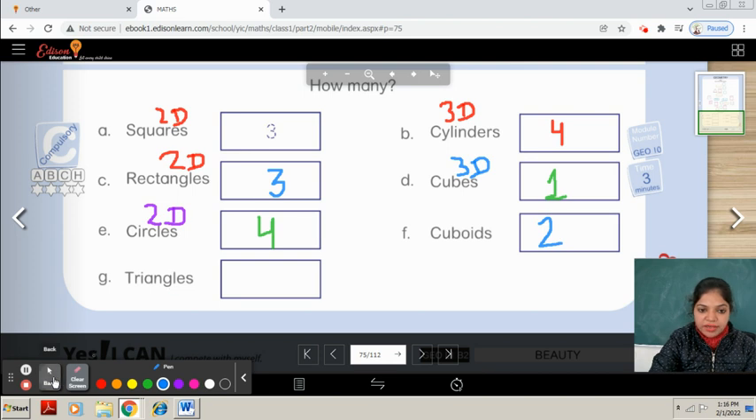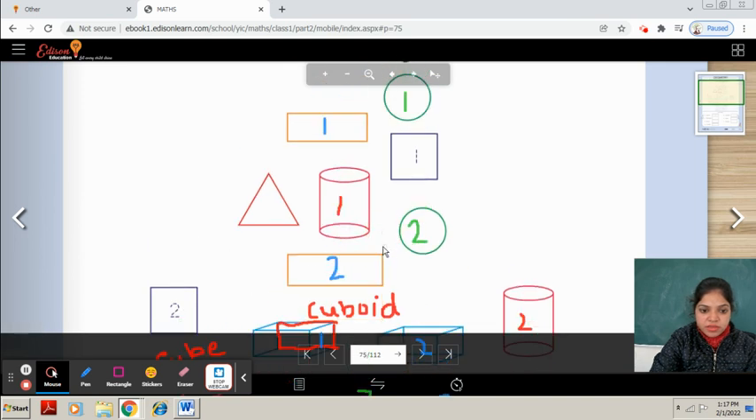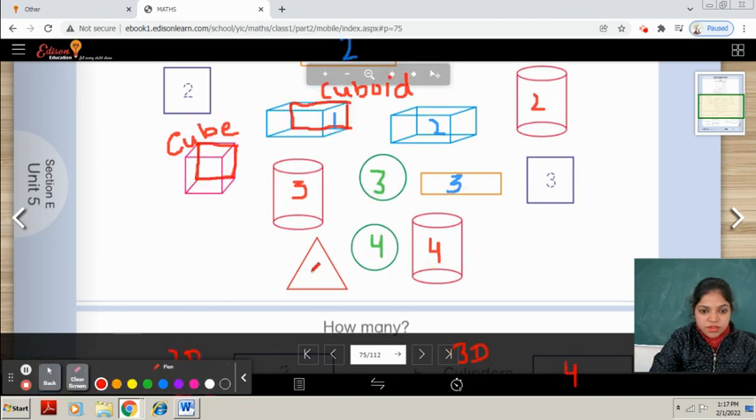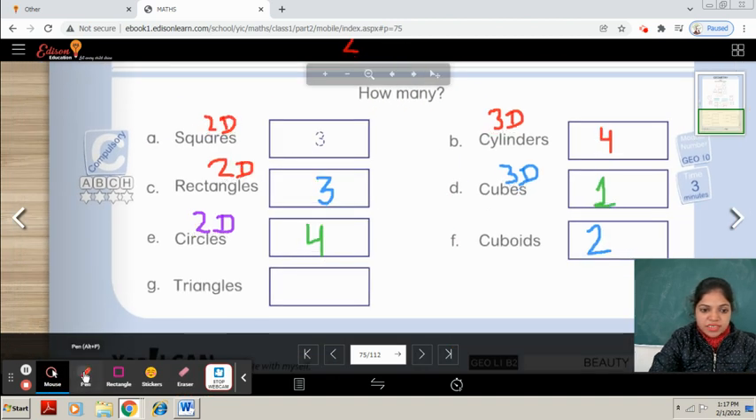Now next is triangles. Now we will count the number of triangles. 1. Okay, now 2. There are 2 triangles. Okay students, so now we will write the number of triangles are 2. And triangle is 2D shape and cuboid is 3D shape.